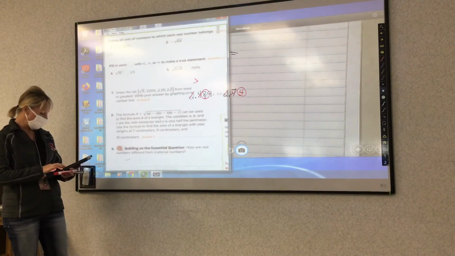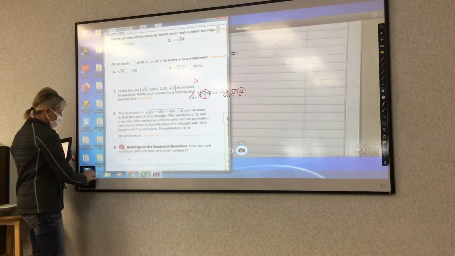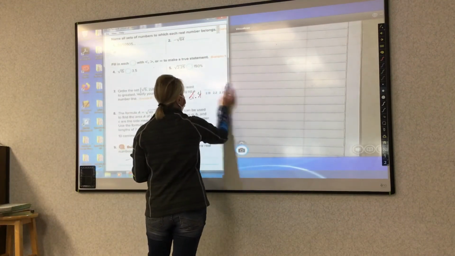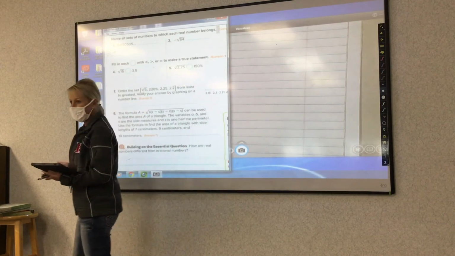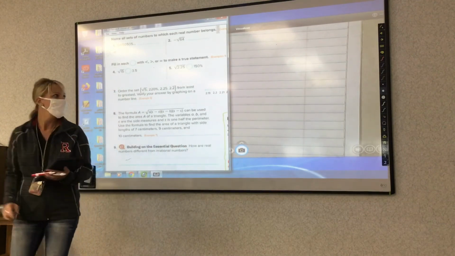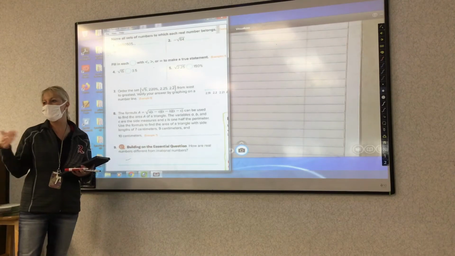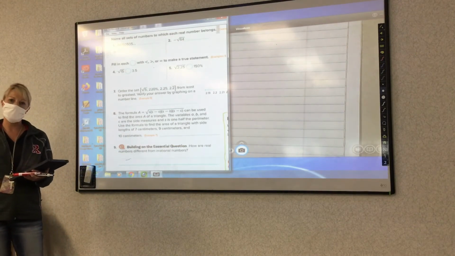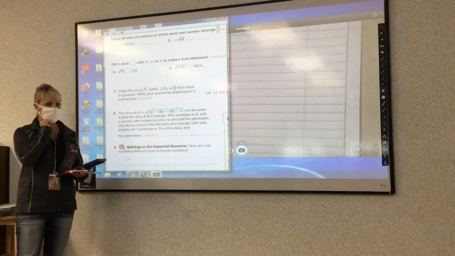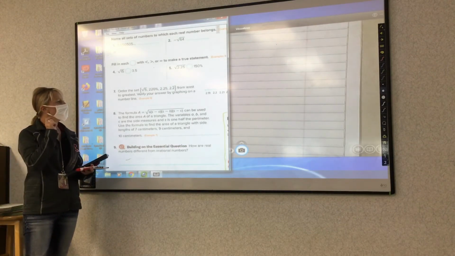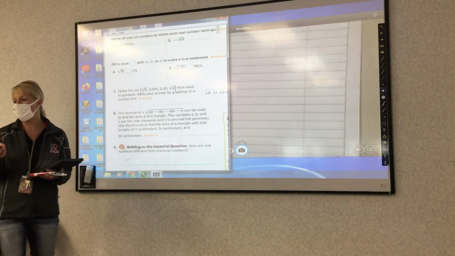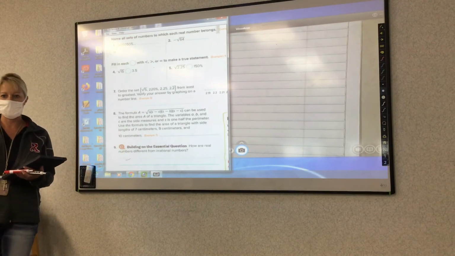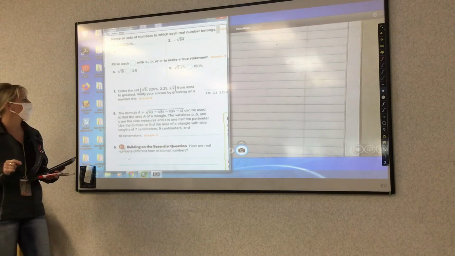Looking at number 7. You only had to do 1 through 6. Don't worry. We're going to keep doing these examples together. You can write it in your book with pencil or pen, it doesn't matter at this point. But what I want you to do is watch what I'm doing and write everything down that I'm writing on the board. That's the important part.